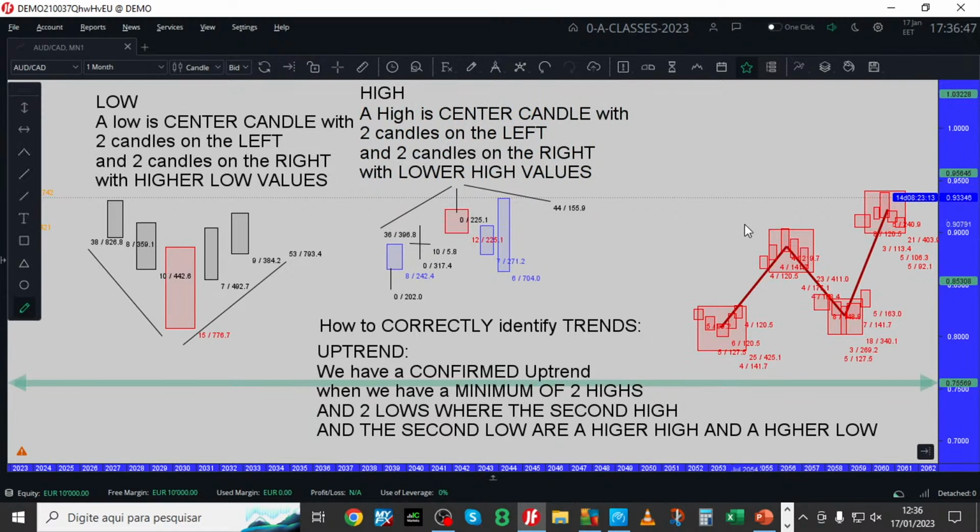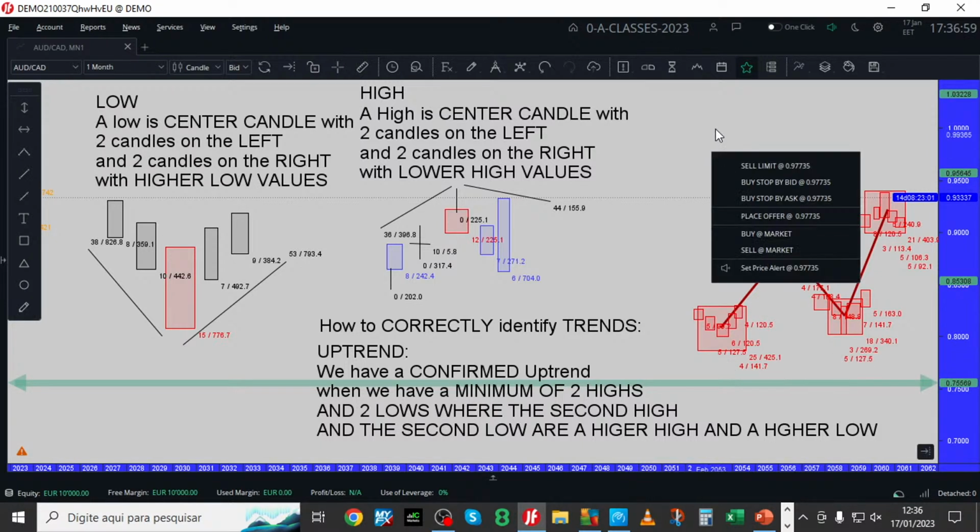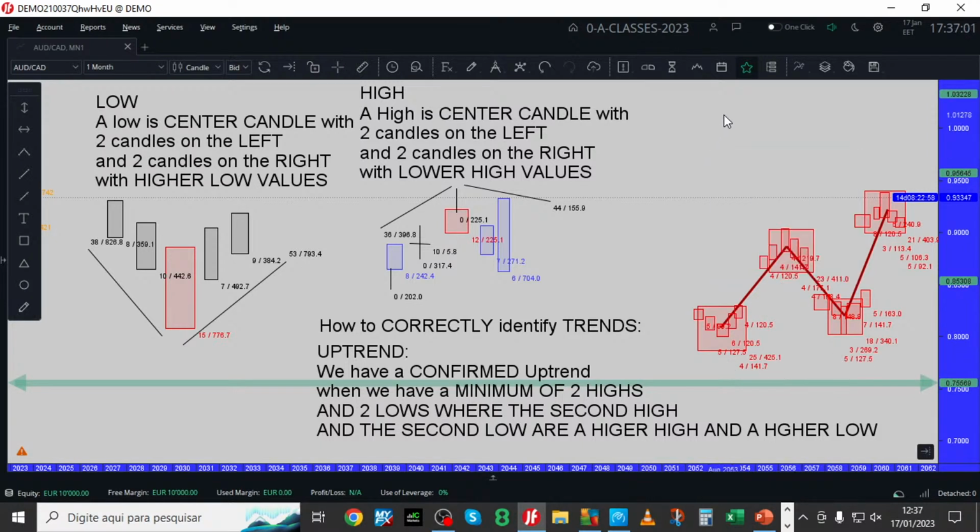So, do we agree, everybody, that the second high is a higher high? Do we agree that the second low is a higher low? Type in the chat, yes, I agree, or type in the chat, I don't agree.